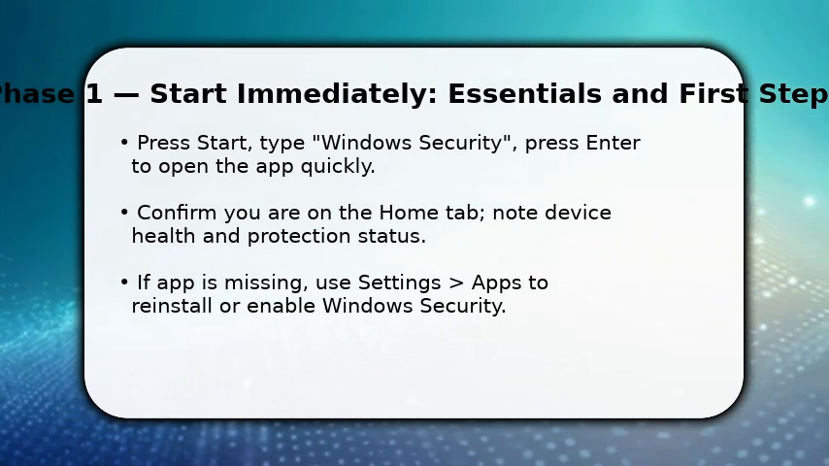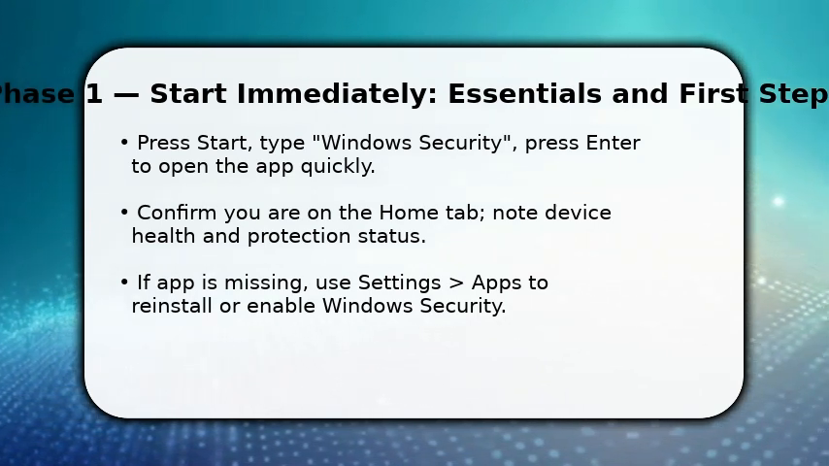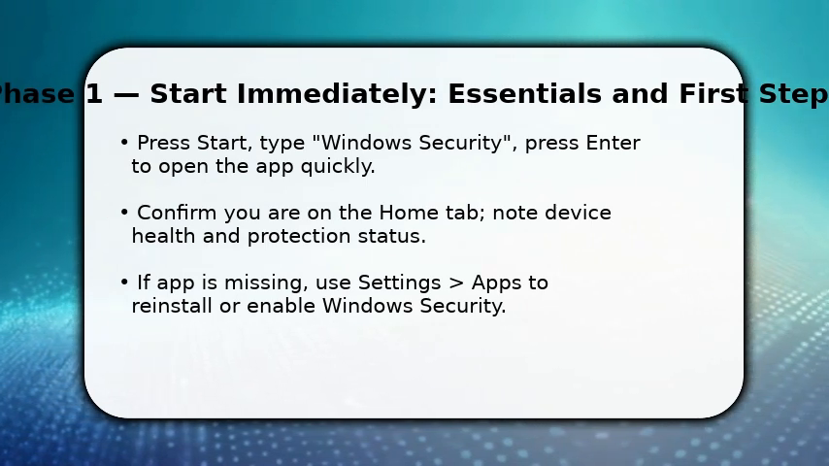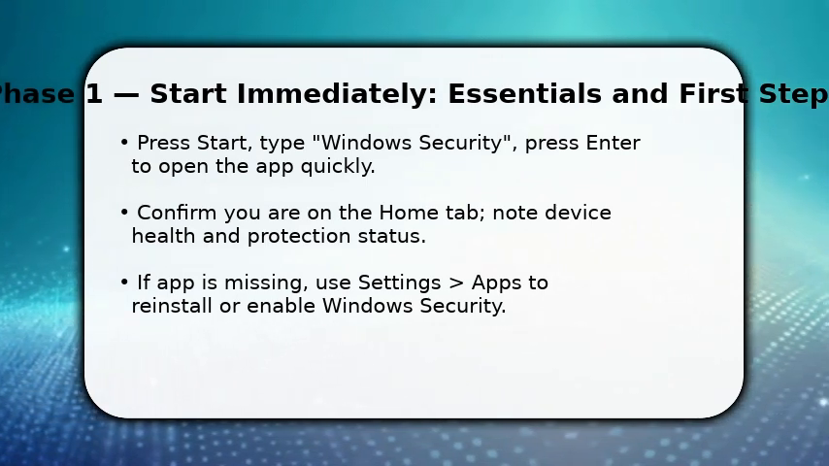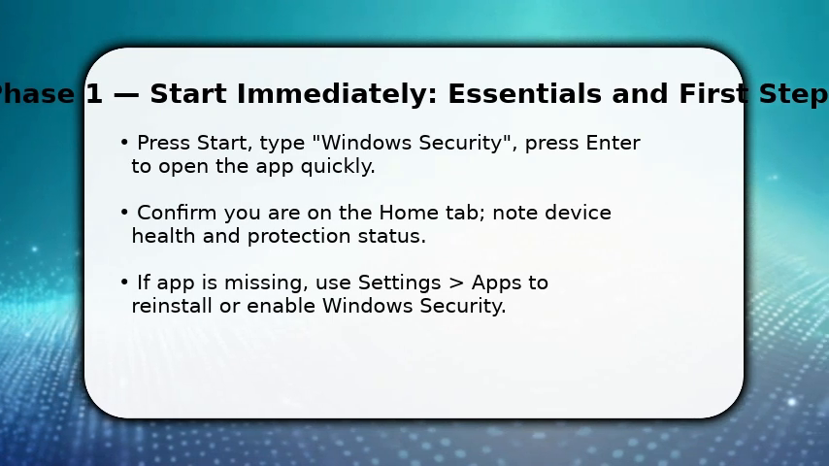If the app is missing, navigate Settings, Apps to reinstall or enable Windows Security, because without the app you can't run scans or change protection settings.